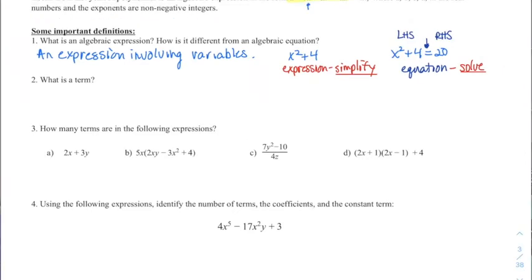What is a term? Okay, so this one is really important. We're going to be talking about it a lot this year and this unit. Okay, so what is a term? A term is a combination of variables and numbers. We call them coefficients. Okay, where the variables can be raised to exponents.